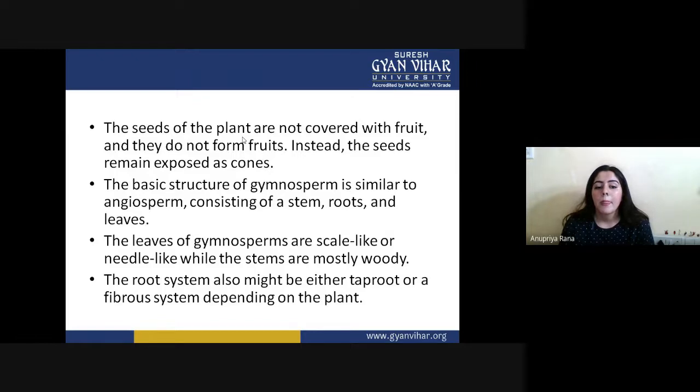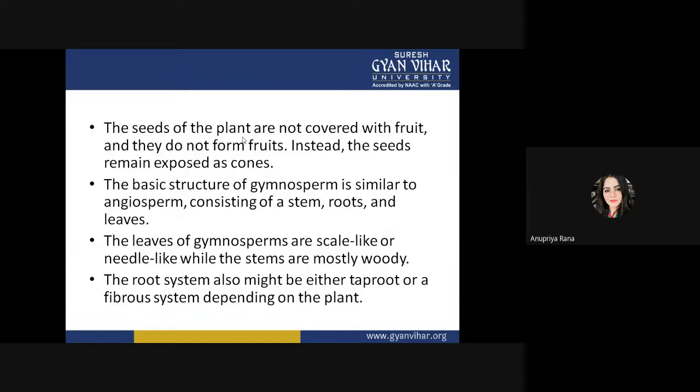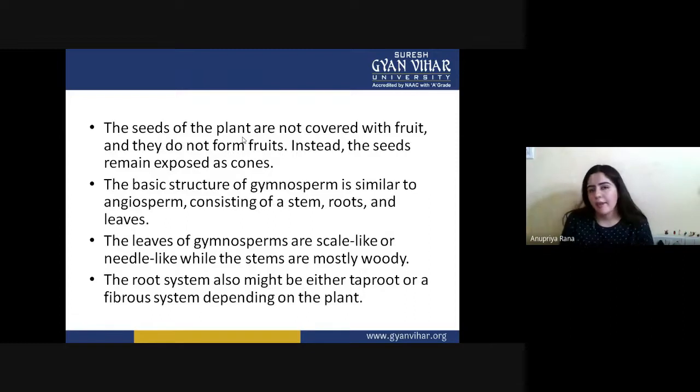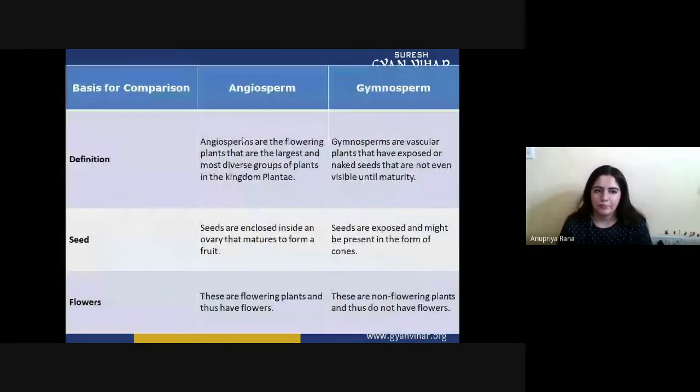Now, if we talk about their root system, they are mostly taproot system or fibrous, depending on the plant. But if we see the majority of gymnosperms, they have the taproot system because of the water deficit condition. Their roots have to go deeper in the soil and get water from whatever they can. To get more water, they need to increase their surface area. That's why they possess this taproot kind of system.